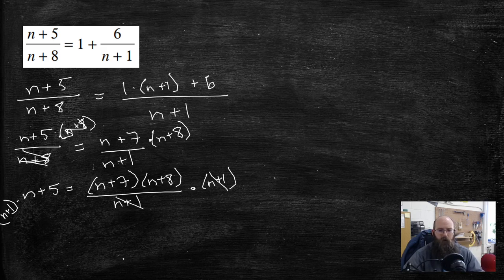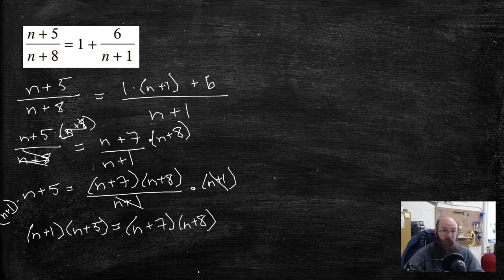Cancels on my right side now, just like I did earlier on my left. So now I have n plus 1 times n plus 5 equals n plus 7 times n plus 8. Whew, looking a little bit ugly. That's okay, though. Now you need to FOIL both sides here. Go ahead and do that, and I'm not going to talk through it. You try it, and then you look up here, and you see if you get the same thing as me.